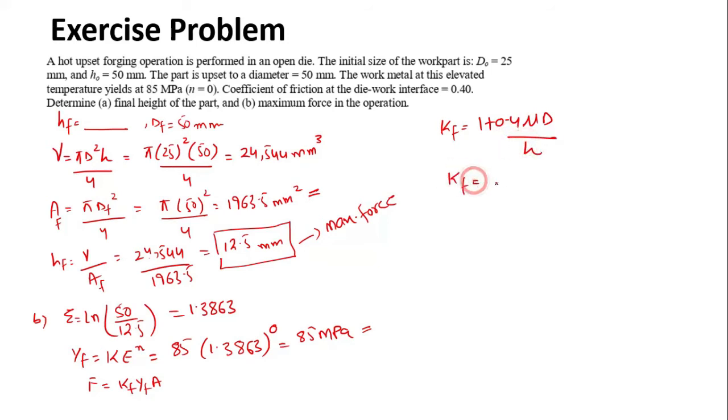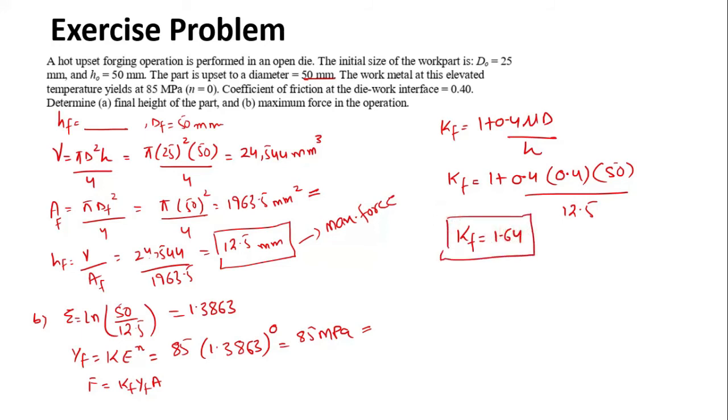So we have Kf equals to 1 plus 0.4 into the friction coefficient, and the friction at the work done interface is equal to 0.4, that is 0.4 into the final diameter, and the final diameter here we had 50 as given in the problem, divided by the final height, that is 12.5. Final diameter is 50 millimeter and the final height is 12.5 millimeters. So we can find out the shape factor, that is equals to 1.64. Now we have values of all the required variables, that is shape factor, flow stress, and the cross-sectional area.